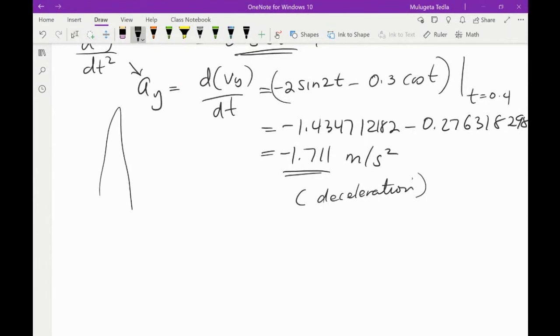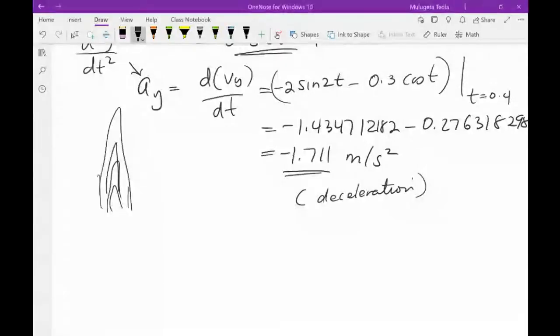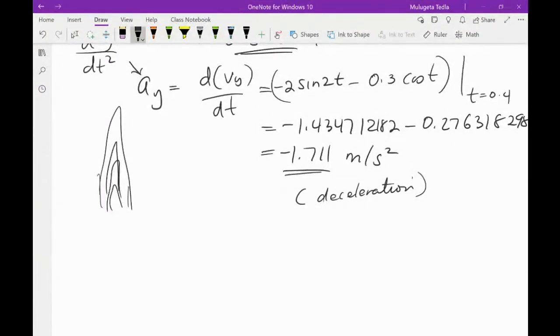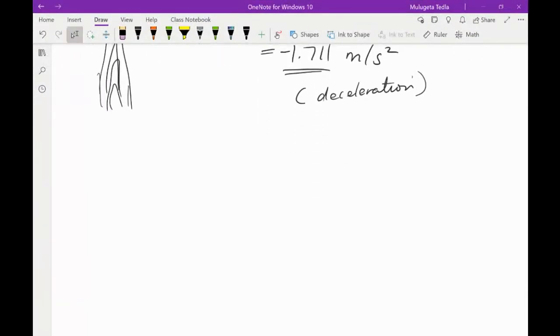So it's going down like that. Okay, thank you. In terms of energy, it's losing some energy to get smaller in number, or it's taking away 1.711 every second for the velocity to go down every second. Okay, if we have time, we do maybe one.